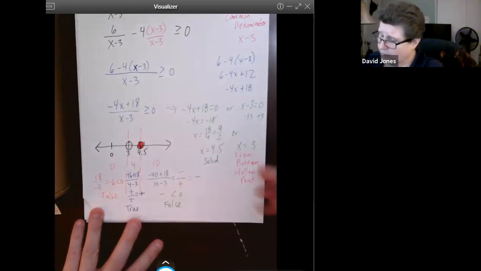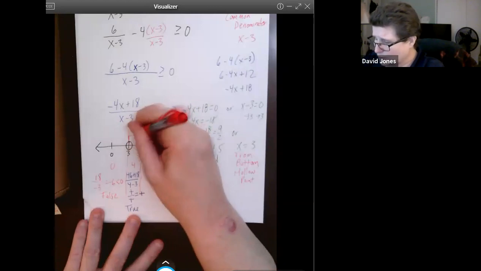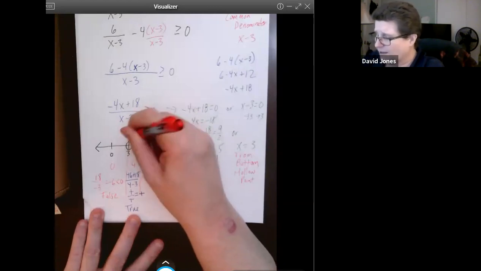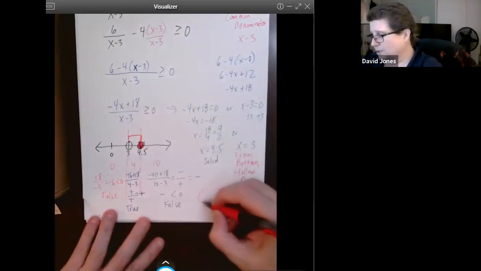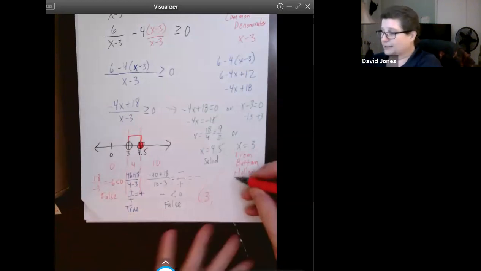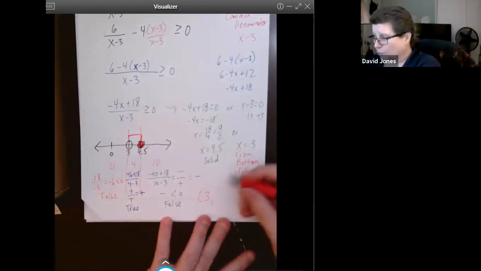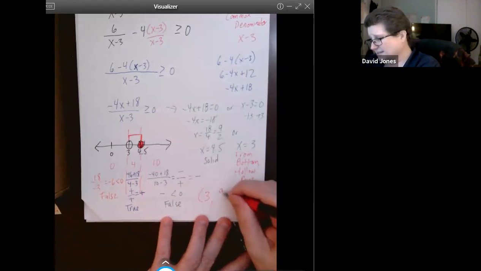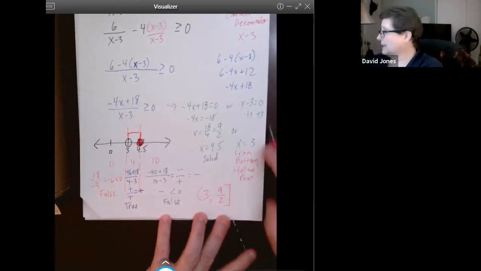So apparently the only region that works is in the middle. It's between 3 and 4.5. We don't include the 3 because it was in the denominator as a critical value. 4.5, I'm going to go back to 9/2. And we include it. So bracket.